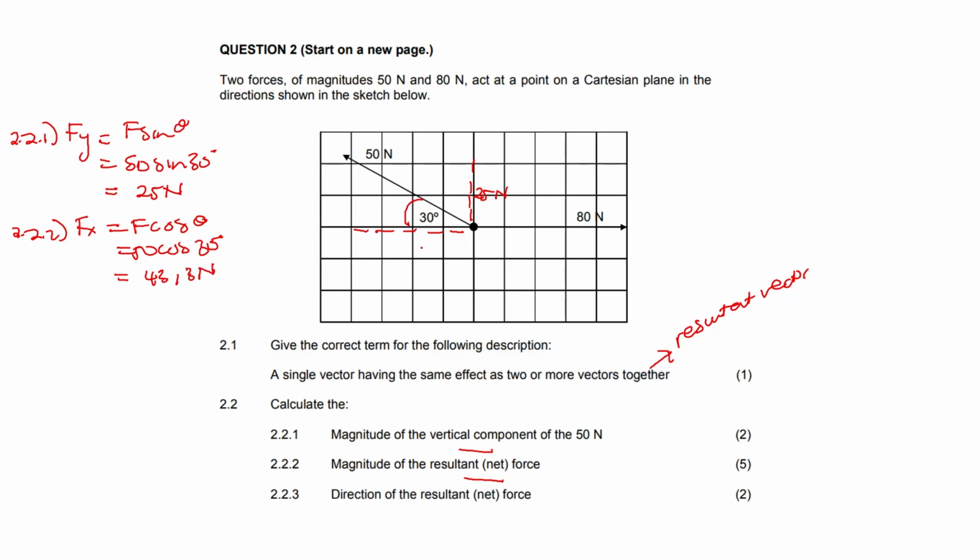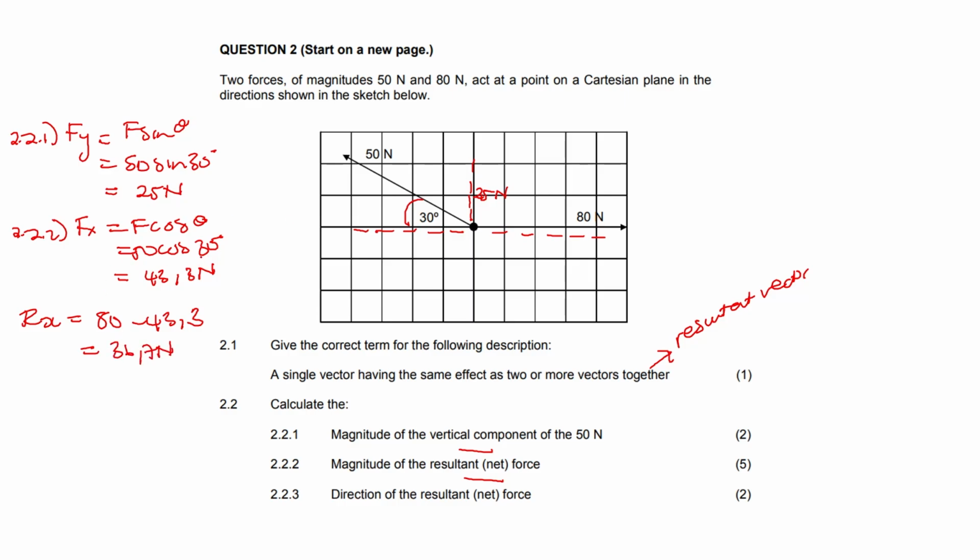So now do we see that all of this together will give us this force, right? So if we take Rx, the resultant of the x, the horizontal, it would be 80, right, minus the horizontal component of this force. So we take 80 minus 43,3, and that will give me that horizontal component, and that will be 36,7 newtons.